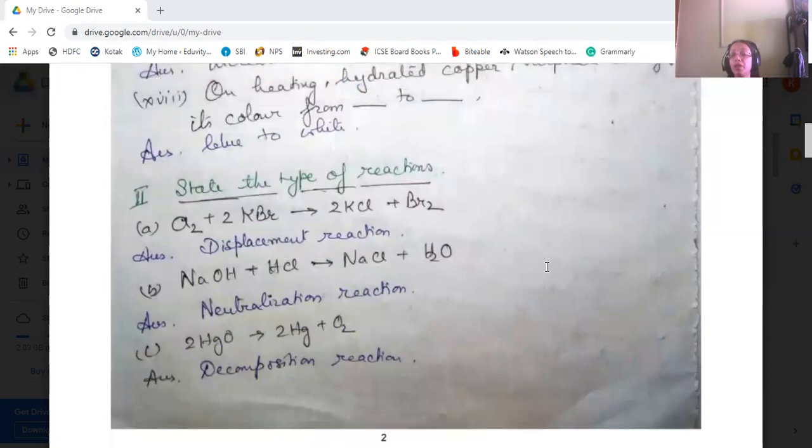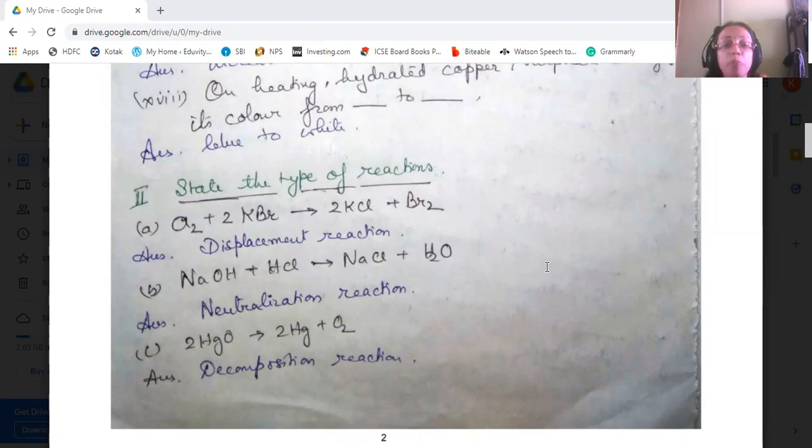Cl2 plus 2KBr forms 2KCl and Br2. It's a displacement reaction because chlorine displaces bromine from KBr, and bromine comes out.